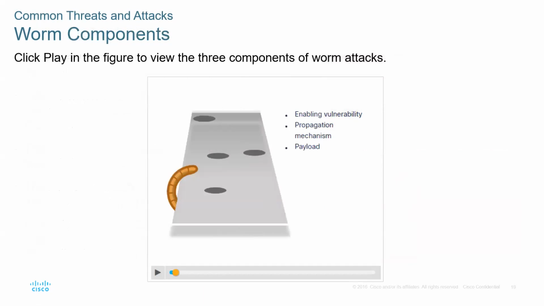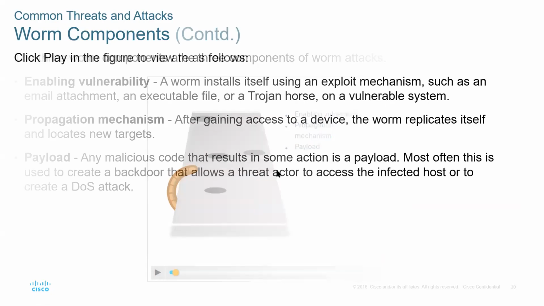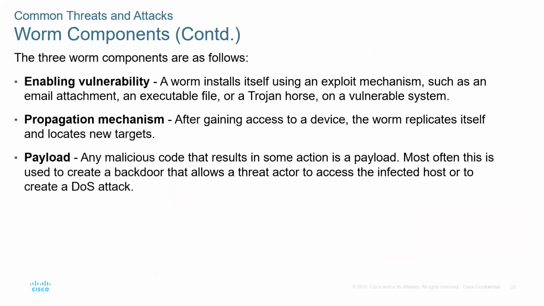There we go. So what are worm components? You can see that here within this diagram. This will be in your module. The idea is it's going to enable vulnerability. So the worm installs itself with an exploit mechanism, such as an email attachment or an executable file, or even a Trojan horse in order to get vulnerable systems.